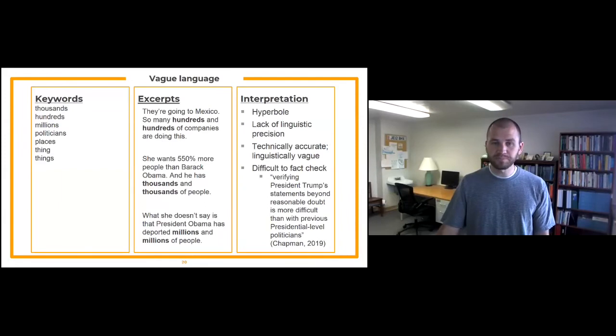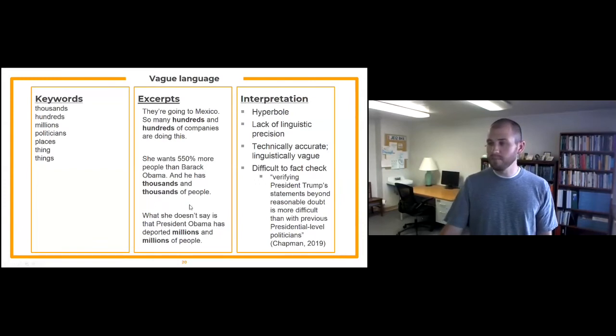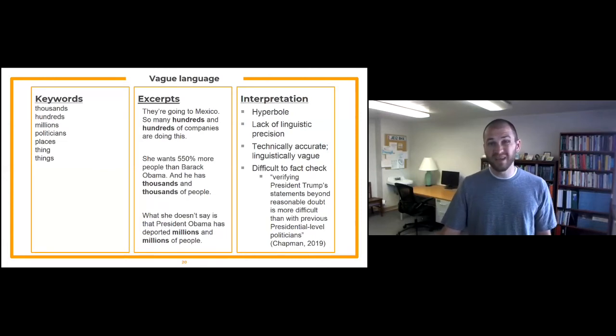So fact checkers have commented on how difficult it is to fact check Trump. "Verifying President Trump's statement beyond reasonable doubt is more difficult than with previous presidential-level politicians." They say that it's really hard to pin things down because he's so vague, but when they finally get to the bottom of some of these things, they find out, well, technically millions and millions, one way of defining it is 2 million or more, so it was correct. It's just possibly a bit misleading.